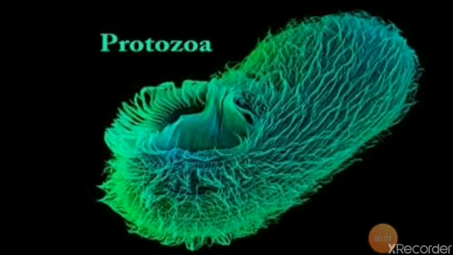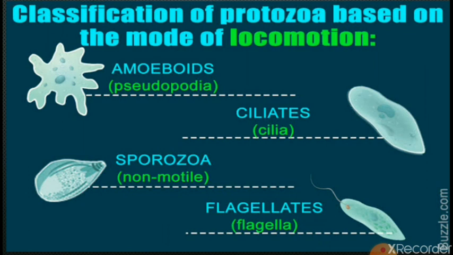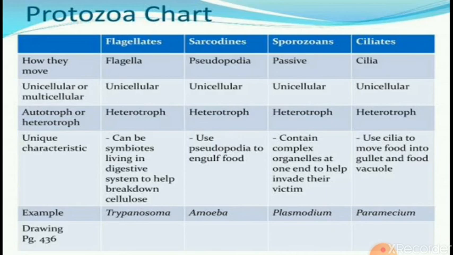The next category is protozoa. Protozoans are unicellular eukaryotic organisms which can be further classified on the basis of mode of locomotion. Mainly they are classified into four classes or four categories, namely amoeboids or sarcodina, ciliata, sporozoa and flagellata. As you can see in this comparative chart, there are four categories of class protozoa.